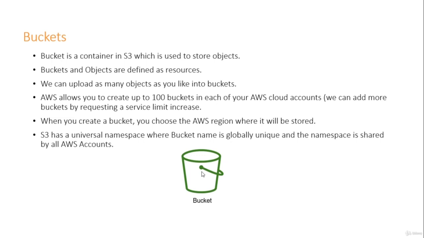Whenever we create a bucket, we need to select a region where it should be stored, and we need to give a bucket name also. And here the S3 bucket name is globally unique, and that means the namespace is shared by all AWS accounts. This means that after a bucket is created, the name of that bucket cannot be used by another AWS account in any AWS region until the bucket is deleted.